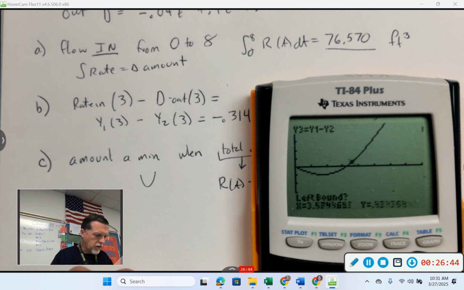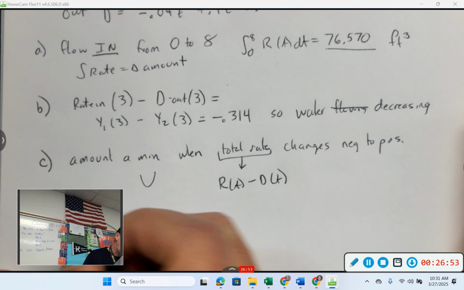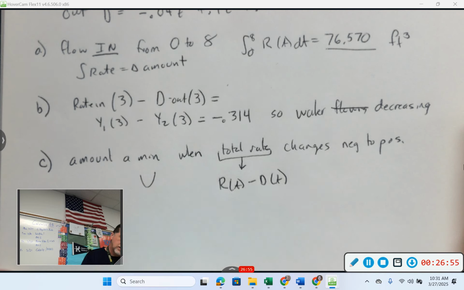Second Calc 0. So that happens at time equals 3.272.